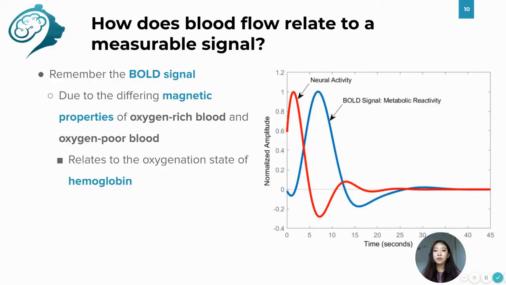So how does this blood flow relate to a measurable signal for fMRI? Like we said, there's a BOLD signal, which once again stands for blood oxygenation level dependent signal. And the reason why it's called that is due to the differing magnetic properties of oxygen-rich blood and oxygen-poor blood, which relates, like I mentioned before, to the oxygenation state of hemoglobin, which is the protein in blood that transports oxygen.